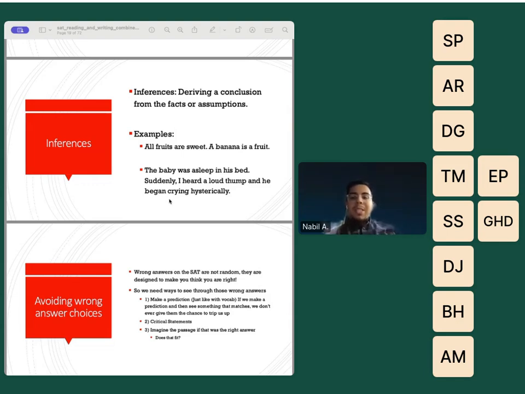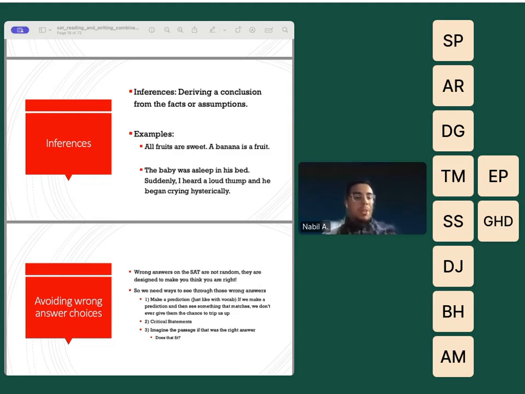So the baby was asleep in his bed. Suddenly, I heard a loud thump and he began crying hysterically. So, can we make an inference on the parenting behavior, or just the parenting of the baby? We see that he's asleep and then he began crying. Can we make any inference on the parenting behavior of the baby based off of what we're given? You guys could put a thumbs up or thumbs down in the chat.